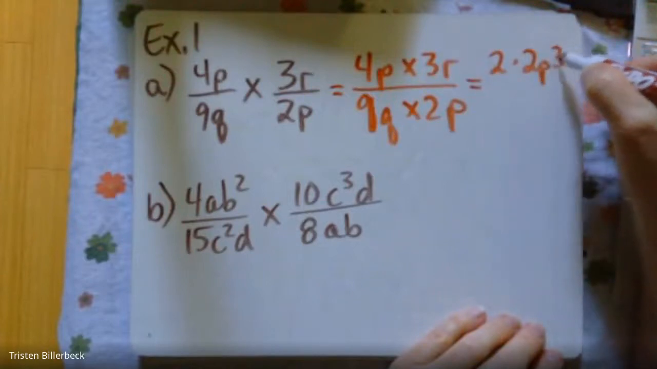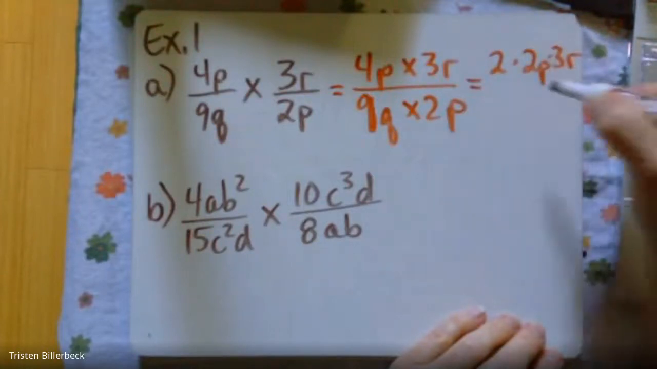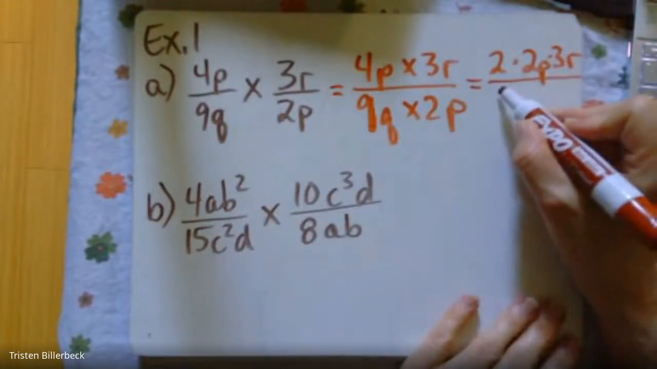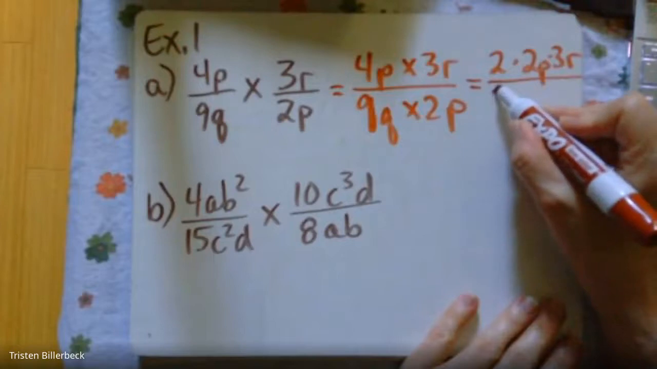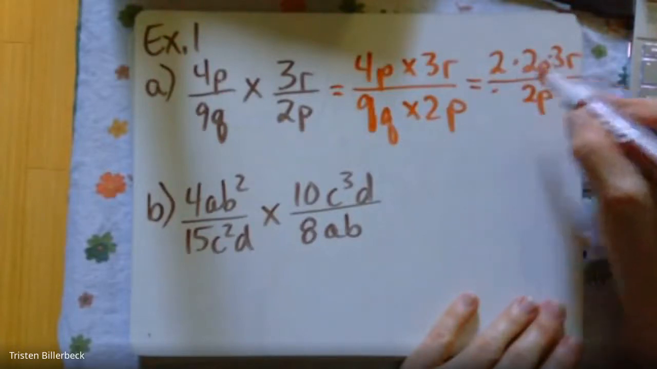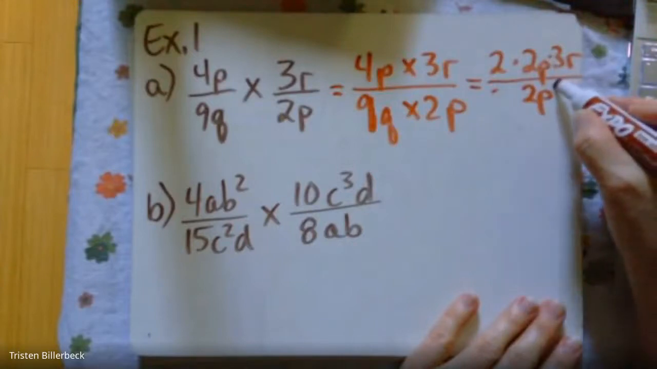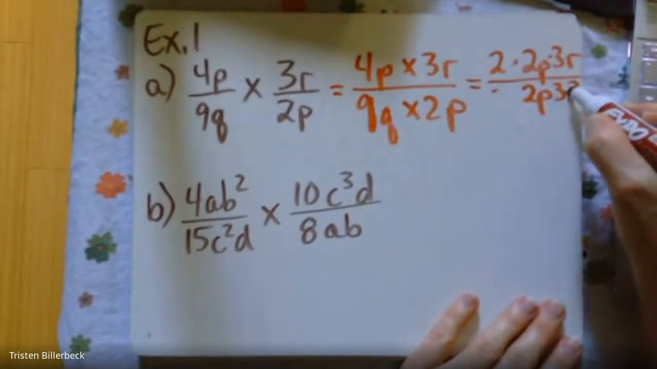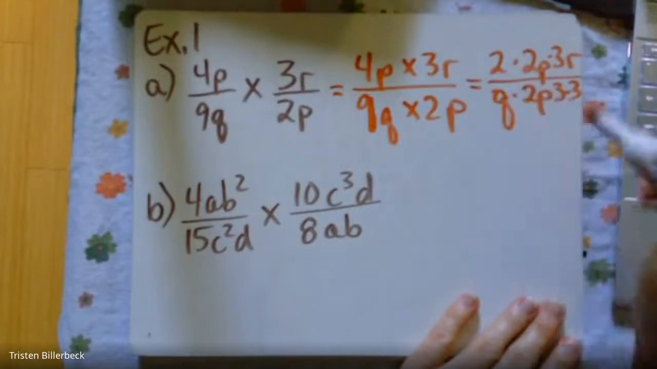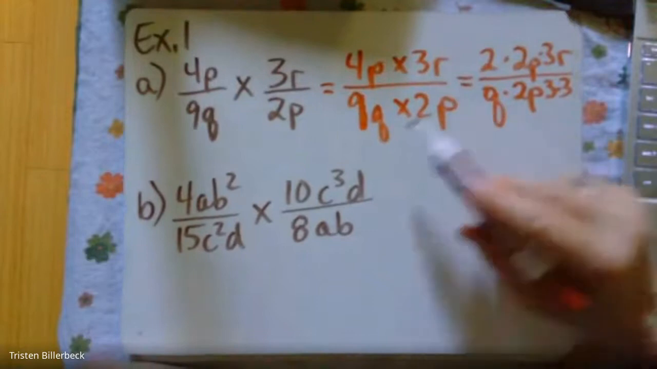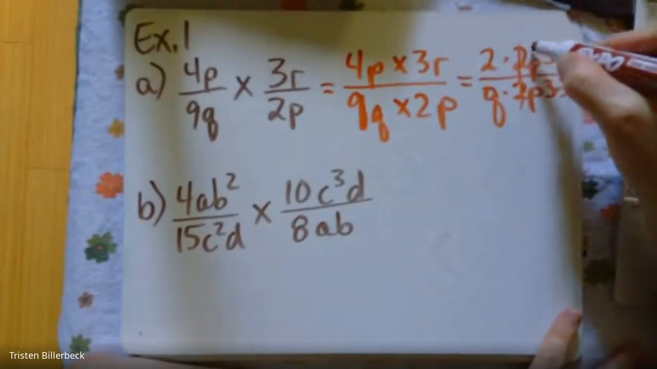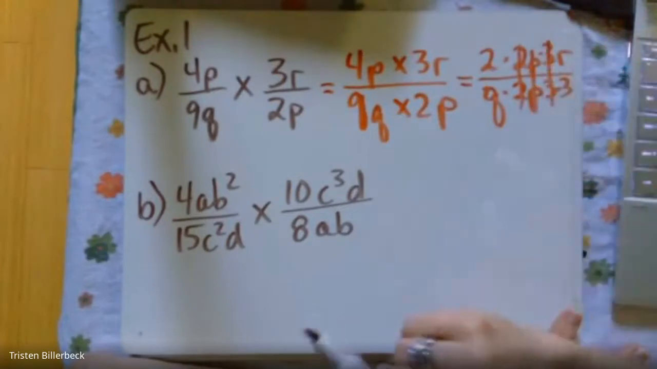2P, 3R. And let's put the 2P over here using the commutative property of multiplication. And I have 3 times 3 is 9, and I'm going to put the Q over here just because I can, because of the commutative property of multiplication. So now I see, oh, look at that. That cancels and that cancels.